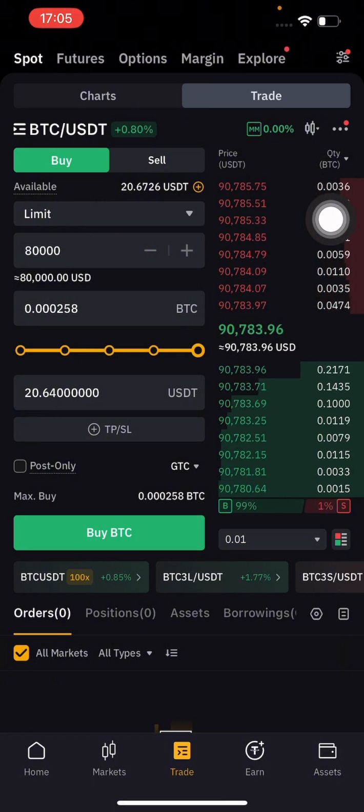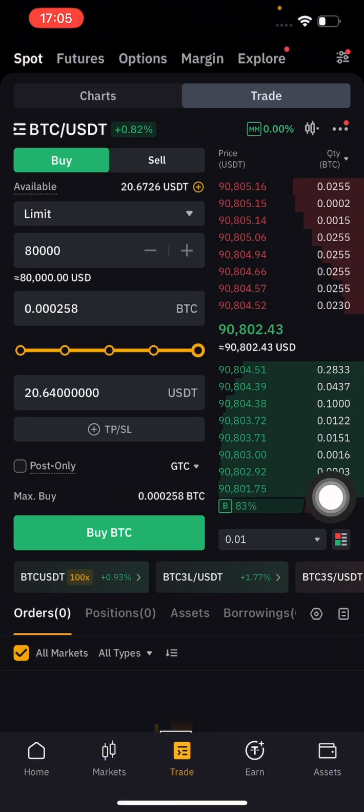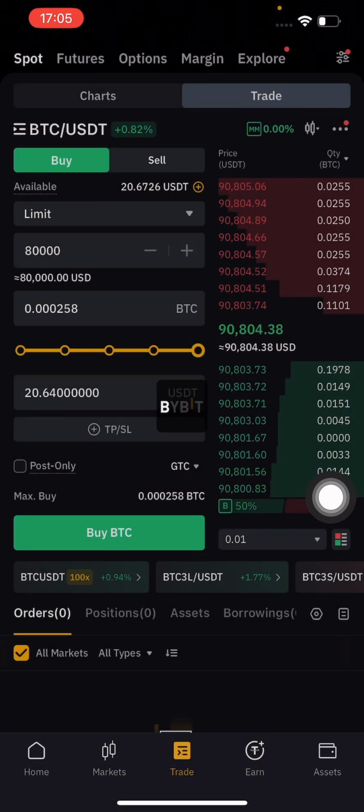Okay. So after selecting the quantity that I want to use, I then come here and click on this buy. You can now come here and click on buy BTC.